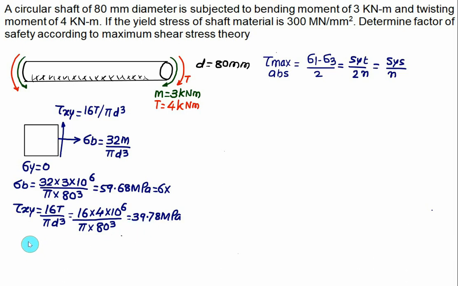I will calculate first the value of sigma average. Sigma average is equal to (sigma x plus sigma y) divided by 2. We have sigma x equal to 59.68 and sigma y equal to 0, divided by 2. So we get the value of sigma average equal to 29.84.